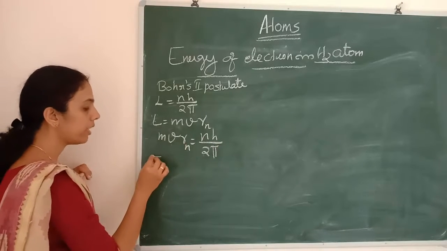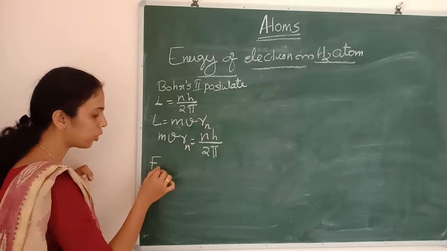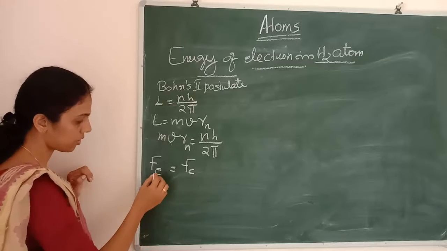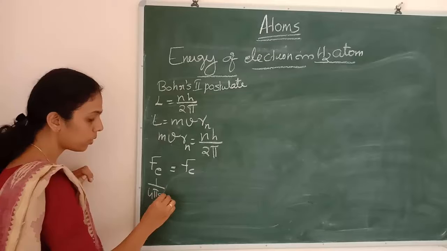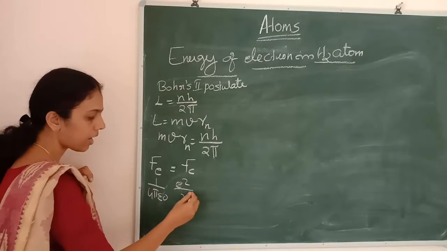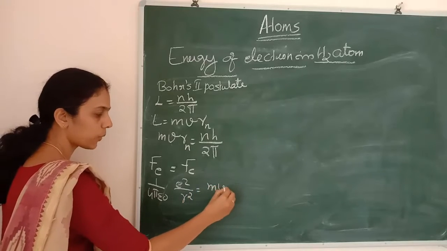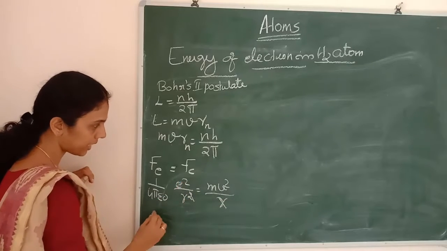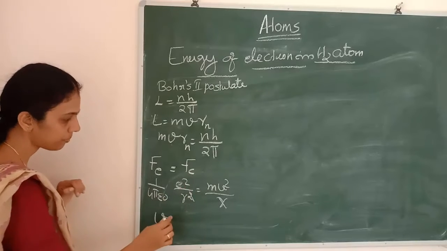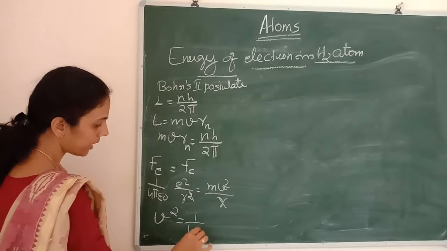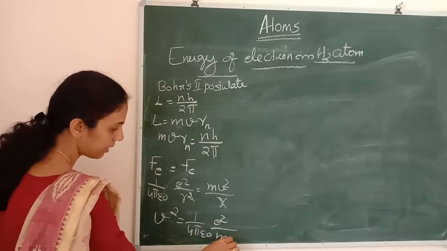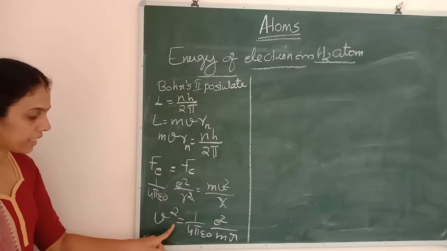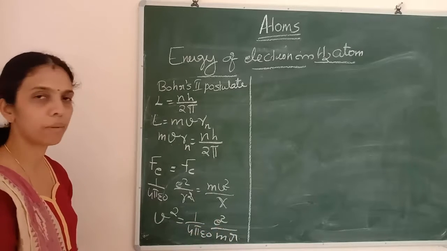Next, the electron in a particular orbit obeys that the Coulombic electrostatic force is equal to the centripetal force. So what is the Coulomb electrostatic force? 1 by 4 pi epsilon 0 e square divided by r square equals m v square by r. This is the Coulomb force, 1 by 4 pi epsilon 0 q1 q2 by r square. Here one r and one r will get cancelled. We get v square equals 1 by 4 pi epsilon 0 e square divided by m r. Like that we get it.